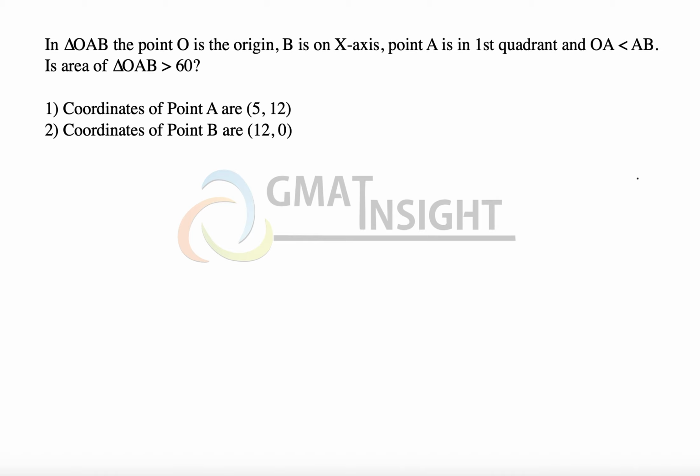B, the point O is the origin. In such questions, we must always start with the figure first. So I'm quickly drawing a figure. We have drawn the y-axis and the x-axis. This is x-axis, y-axis. Here we have the origin. That means 0, 0. Let's mark this point O.